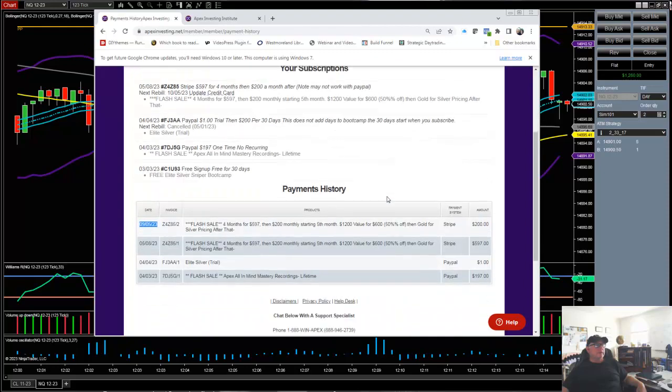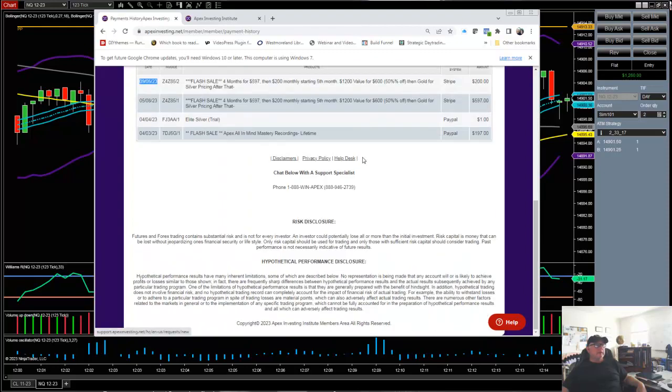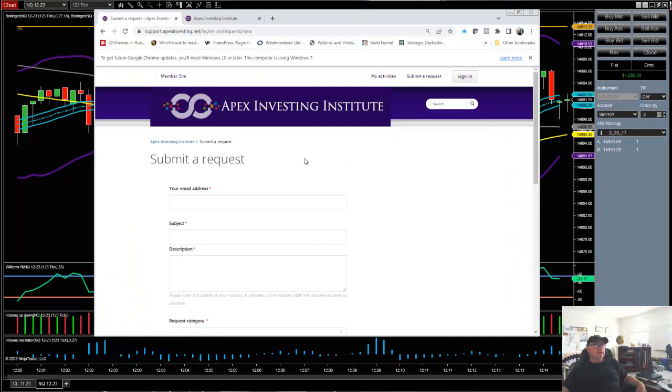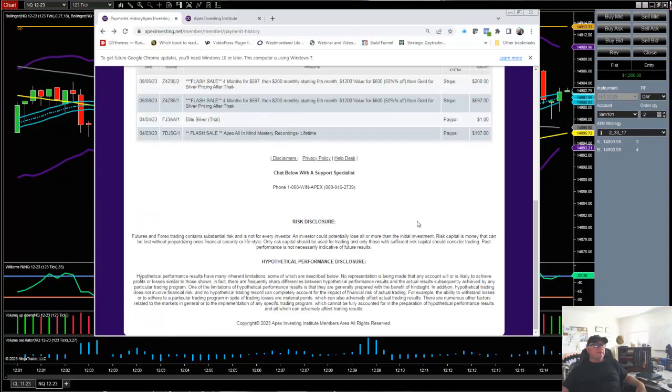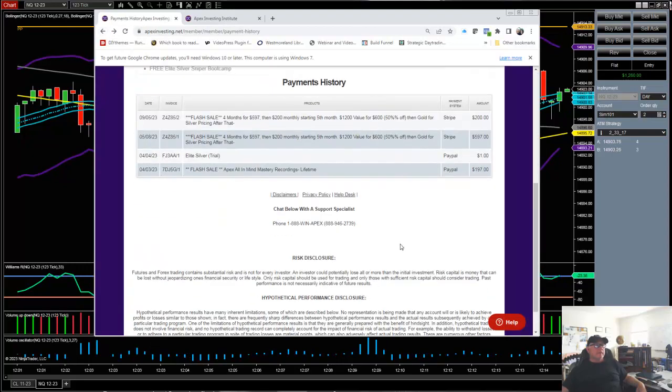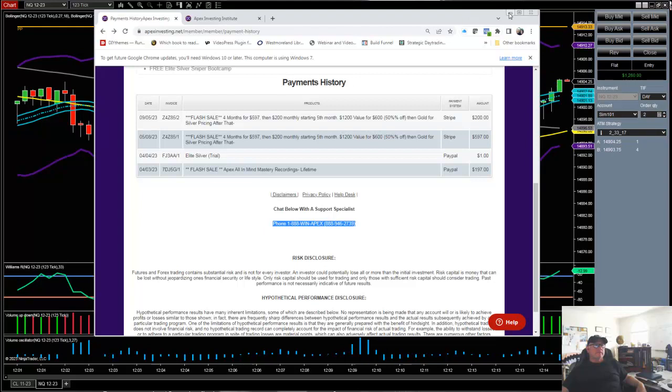All right, there's no easy way to cancel this subscription other than sending it through the help desk. So you have to actually go to the help desk and submit it this way for the cancellation. And then I followed up with a message telling them I wanted to cancel for Apex Investing, not my Apex Trader Funded accounts.